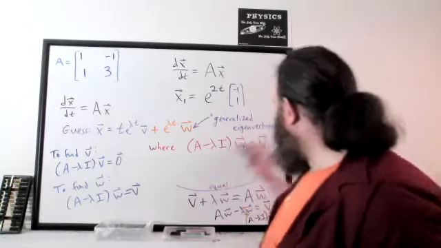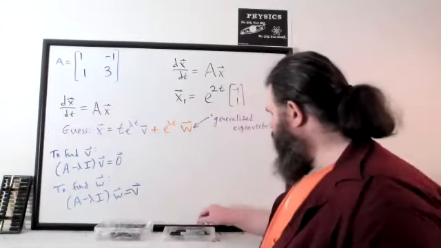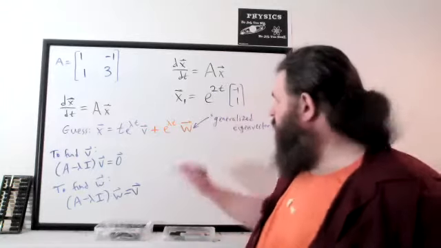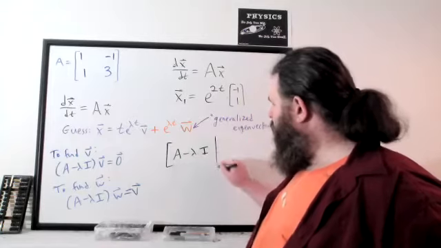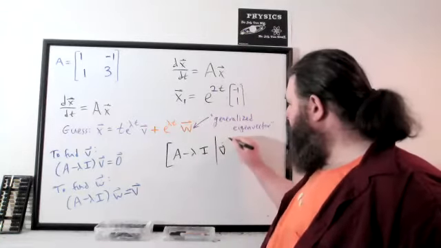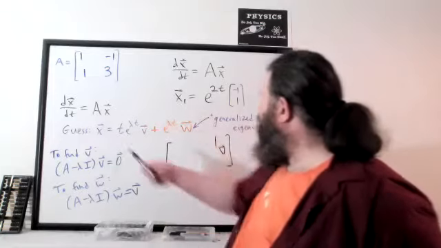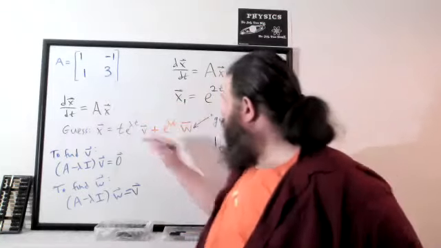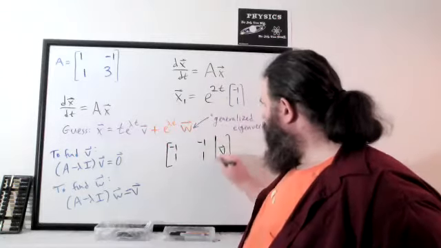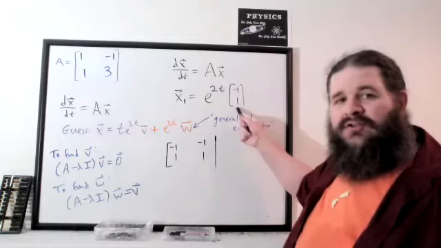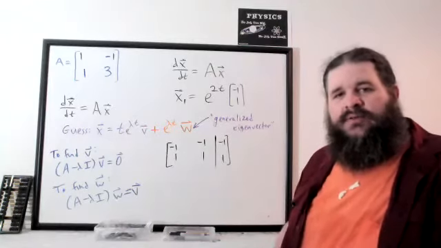Then let's try actually calculating this. If we set up A minus lambda I as before, but instead of augmenting that with the 0 vector, we're going to augment it with the eigenvector we already have. So let's try that. A minus lambda I would be this, but with 2 subtracted from the main diagonal. So 1 minus 2, negative 1 exactly as it is, 1 exactly as it is, 3 minus 2, augmented with the eigenvector we already have, negative 1, 1. And then if we try row reducing this, what's going to happen?